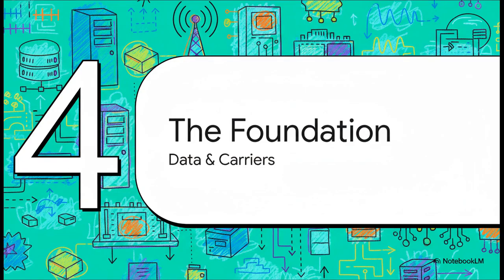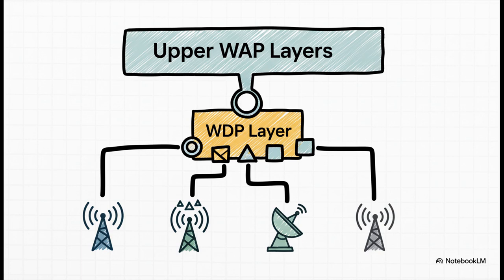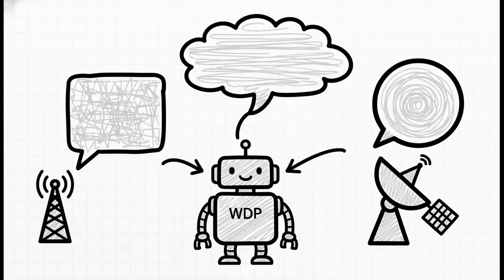All right, let's get down to the very foundation of the stack. These are the lowest layers, the place where the digital world of WAP meets the actual physical hardware of the mobile network. At Layer 2, we have the Wireless Datagram Protocol, or WDP. And this layer is kind of the unsung hero of WAP's versatility. Think of WDP as a universal translator.